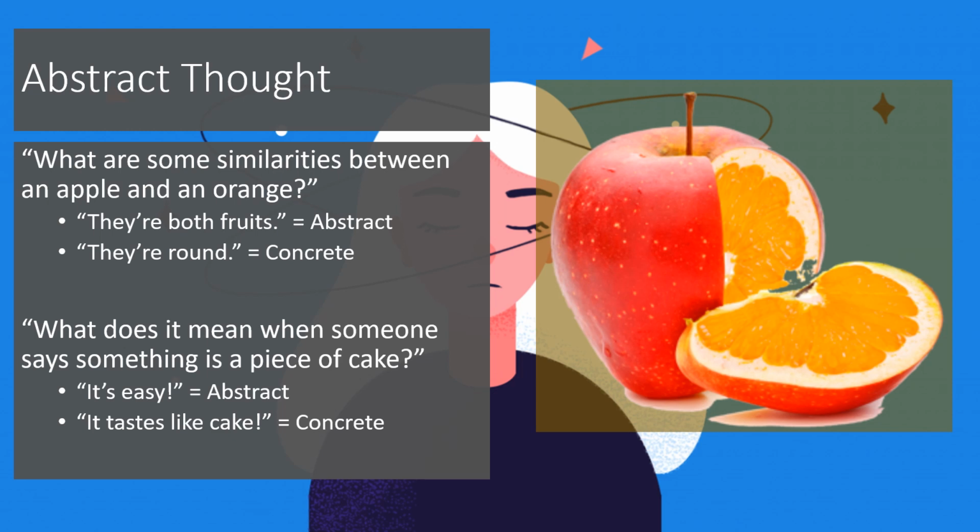Okay. Another question I like to ask: what does it mean when someone says something is a piece of cake? The first question is definitely a higher threshold thing. The second one, way low threshold. If a patient can't answer this next one, that's really concrete thinking. But yeah, I think that makes sense.